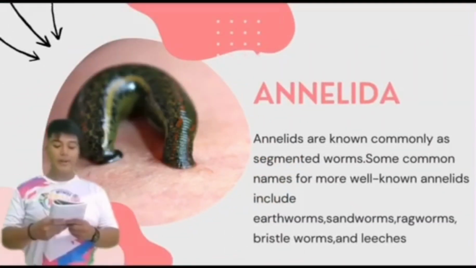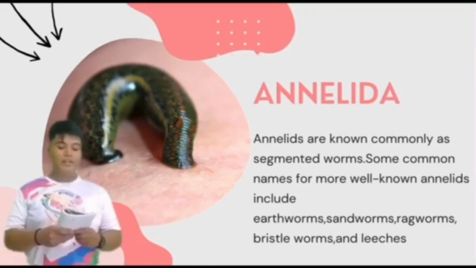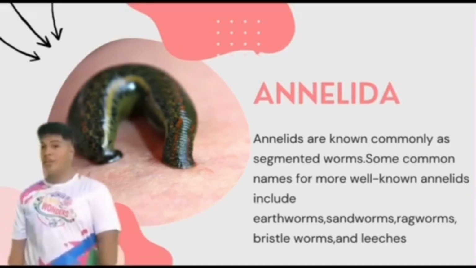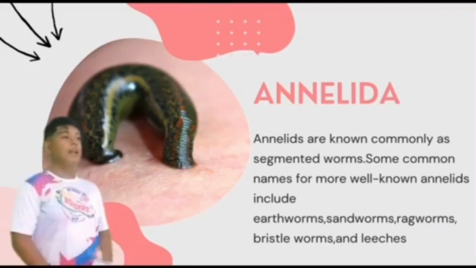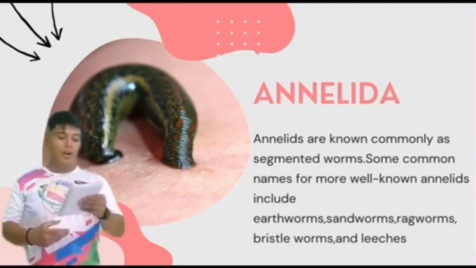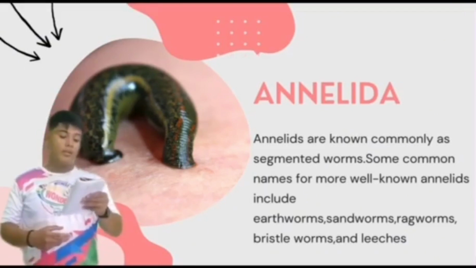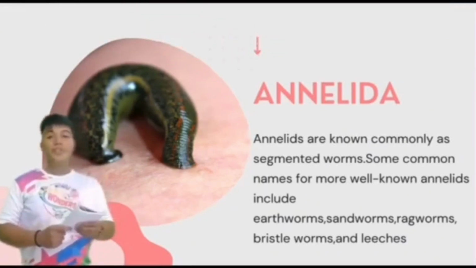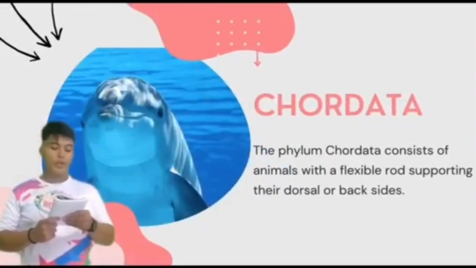So first we have the Annelida or annelids. Annelida comes from the Latin root word annulus, which means ring. Examples of animals from the Annelida are sandworms, ragworms, and leeches.